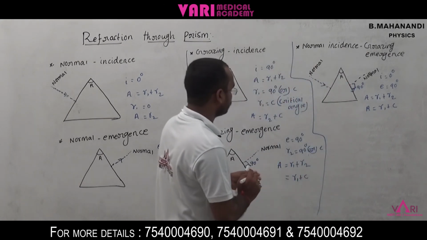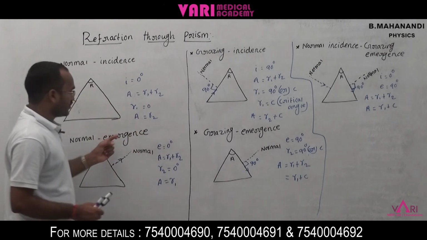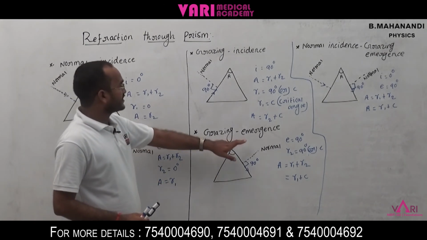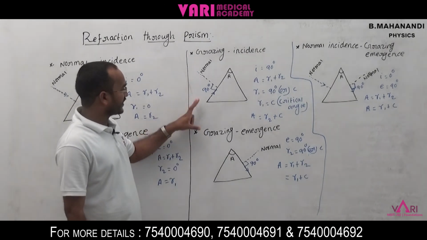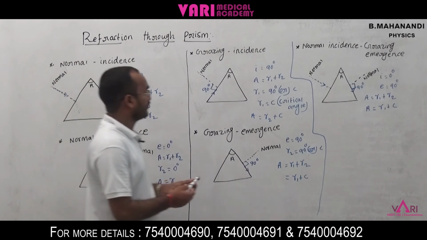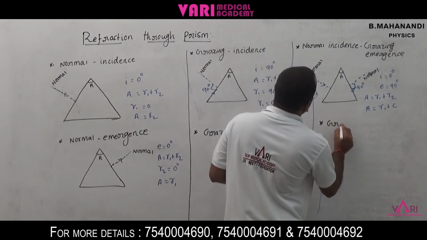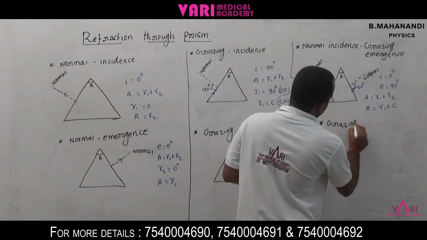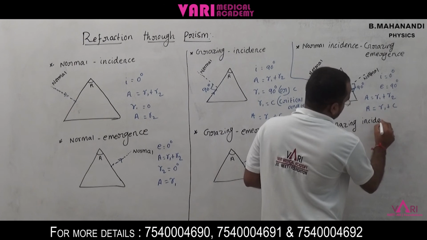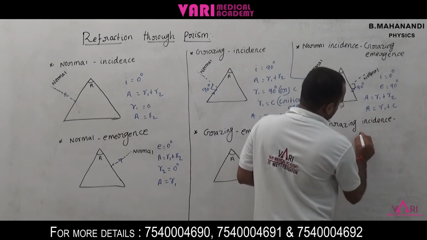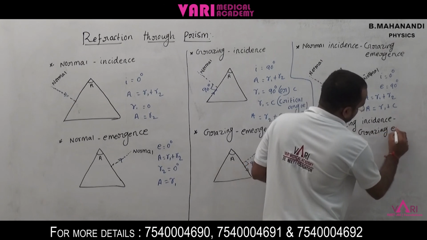Same, now next: grazing emergence and grazing incidence at a time. Grazing emergence and grazing incidence, what happens?